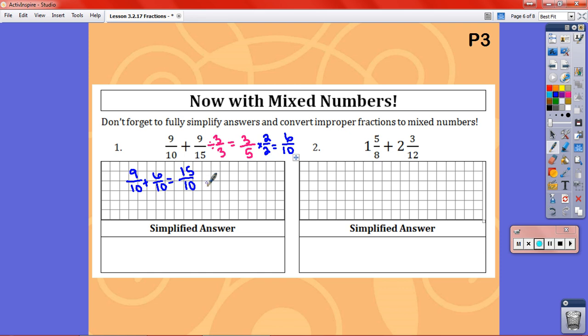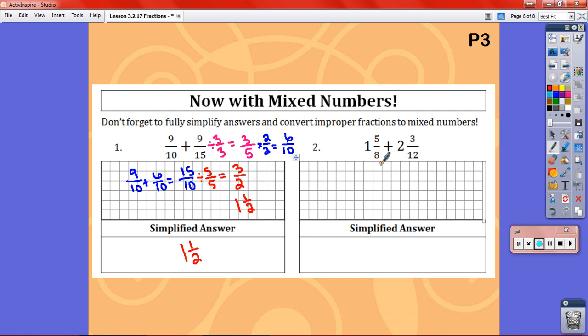So we could either simplify first or turn it into an improper fraction first. I'm going to go ahead and simplify first. I know that these are both multiples of 5 because they end in 5 or 0. So I'm going to go ahead and divide by 5. And 15 divided by 5 is 3. 10 divided by 5 is 2. Now it's still an improper fraction. 2 out of 2 pieces would be a whole. So I have 1 whole in there. And 3 minus the 2 pieces that made my whole is 1 piece left over, 1/2. 3 halves is the same as 1 and 1/2.